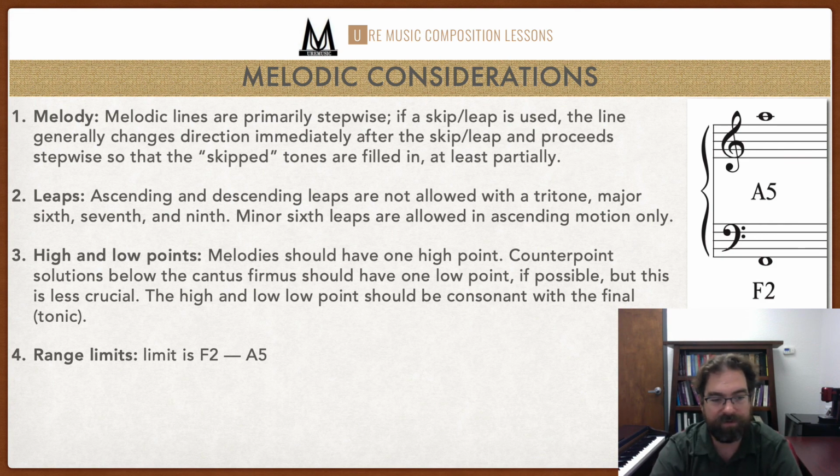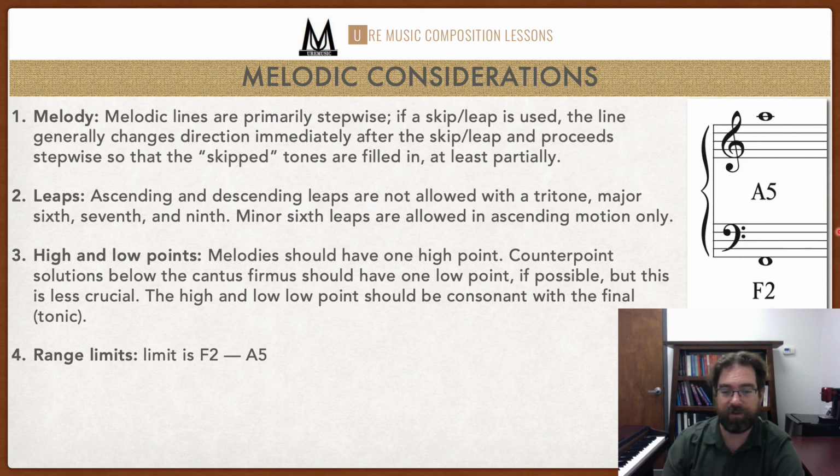So the high and low points: melodies should have one high point. Counterpoint solutions below the Cantus Firmus should have only one low point if possible. But this is going to be less crucial, and I don't focus too much on it because you already have a high point in the Cantus Firmus, not the counterpoint. The high and low point should also be consonant with the final. In the 16th century, we call the first pitch the final. If you are more familiar with major and minor scales, we call the first scale degree the tonic. So the tonic and the final are really the same term for two different things.